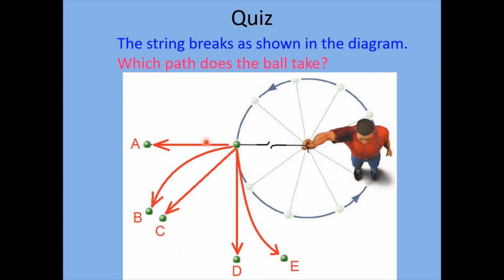So what we learned in the last few slides is that if this string were to break, the ball would continue on its forward path in a straight line tangent to the circle. So the correct answer here is answer D.